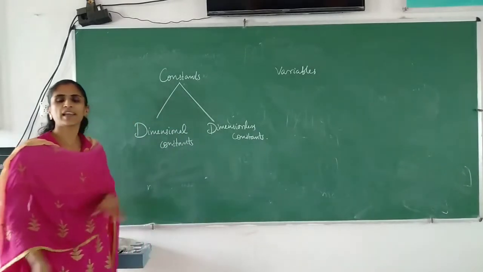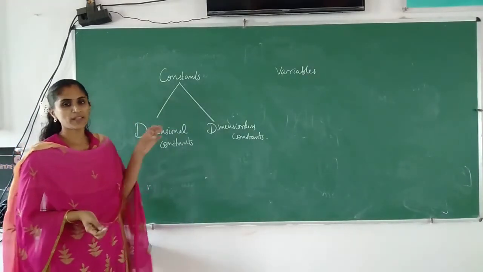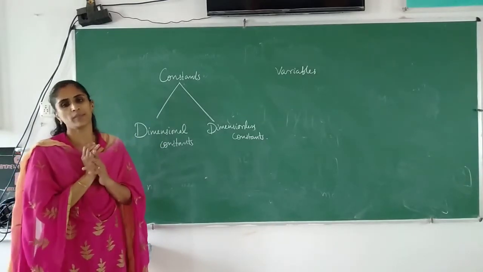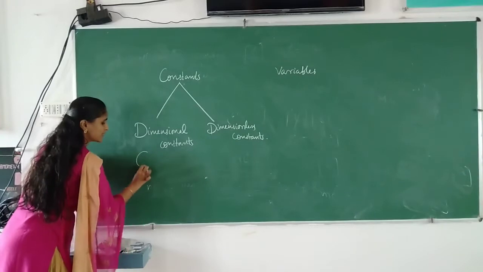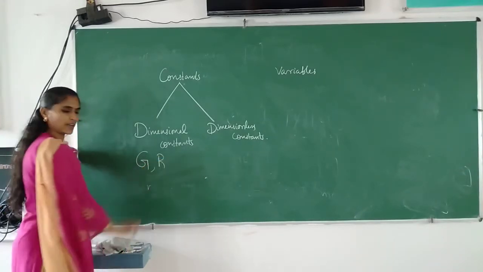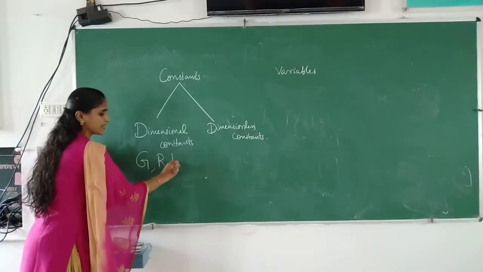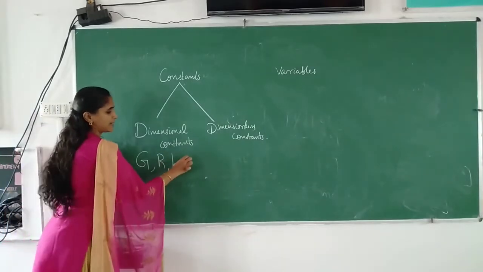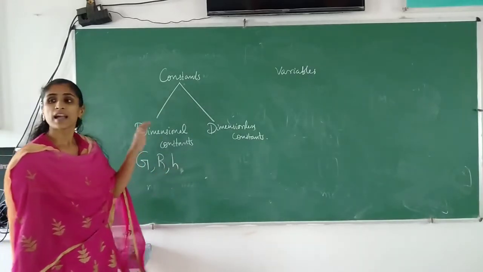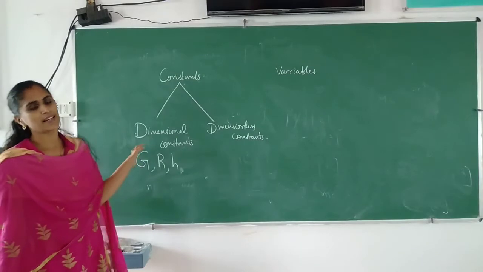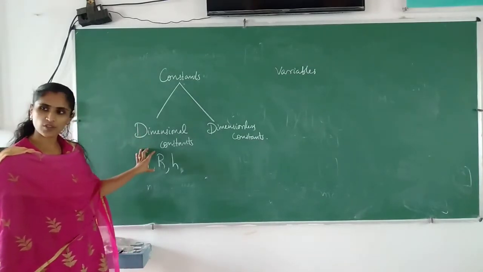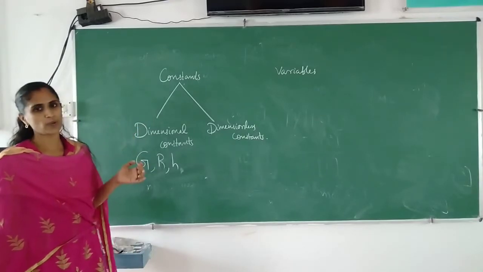Dimensional constants and dimensionless constants. A dimensional constant means its value will be constant, but that quantity will have dimension. For example, universal gravitation constant, universal gas constant, Planck's constant, acceleration due to gravity, all those we can say have a constant value but have dimension. Okay, clear? These are the examples of dimensional constants. Value will be constant but it will have dimension.